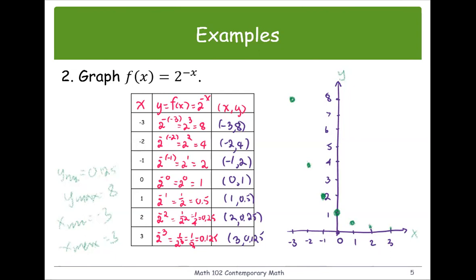And the graph, as you see, the trend of the graph is decreasing. And just connect all the dots in the curve mode. So now we have the graph of y equals 2 to the power -x.